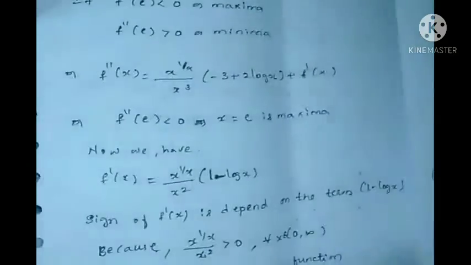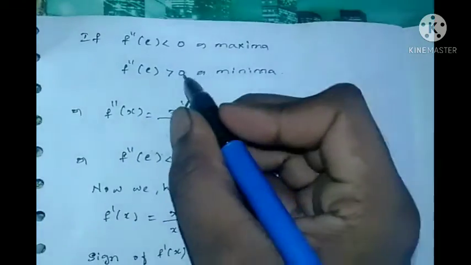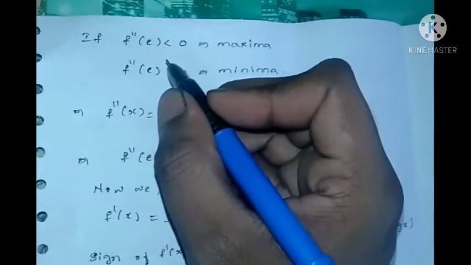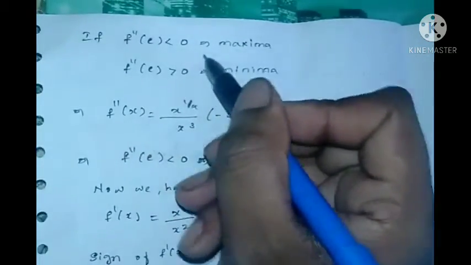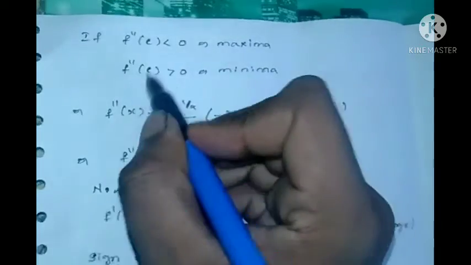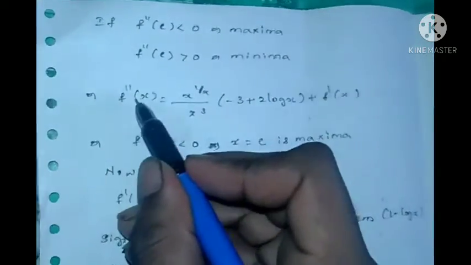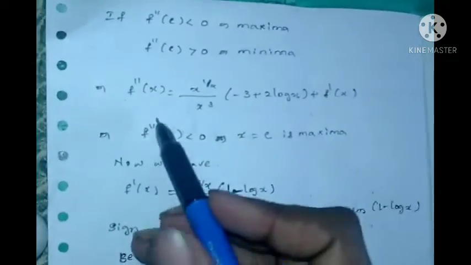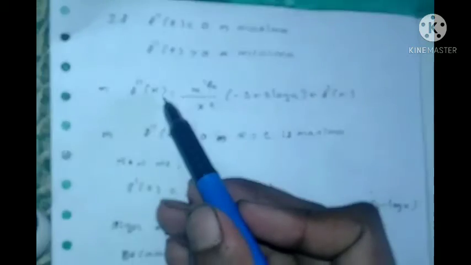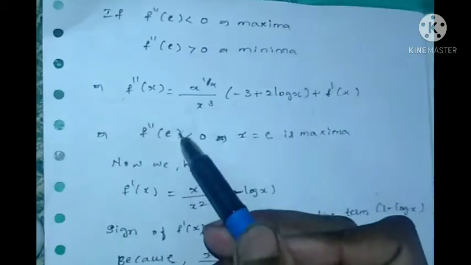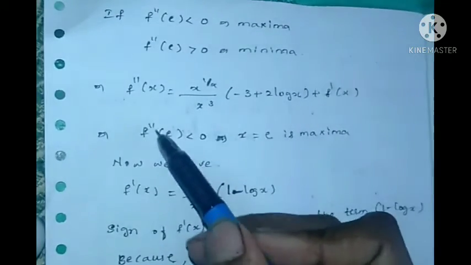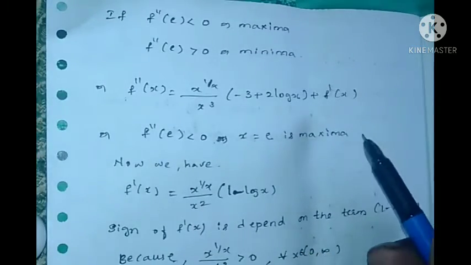For that, we have to find the second derivative of the function. If f double dash of e is less than 0, that implies maxima. If f double dash of e is greater than 0, that implies minima. This is the second derivative. After putting e in place of x, we get f double dash of e is less than 0, that implies x is equal to e is maxima.